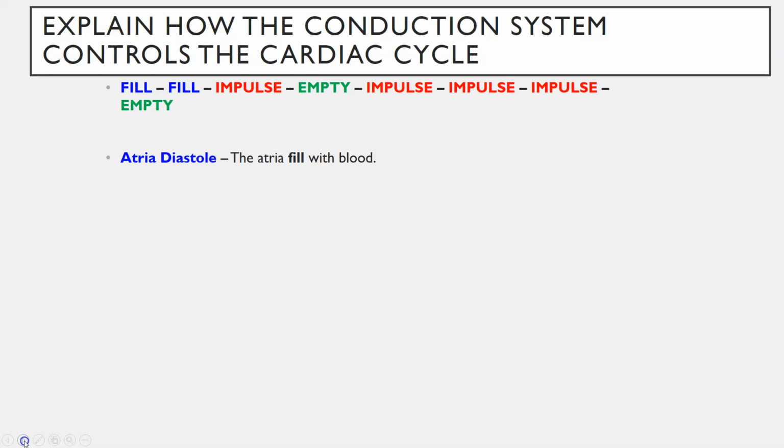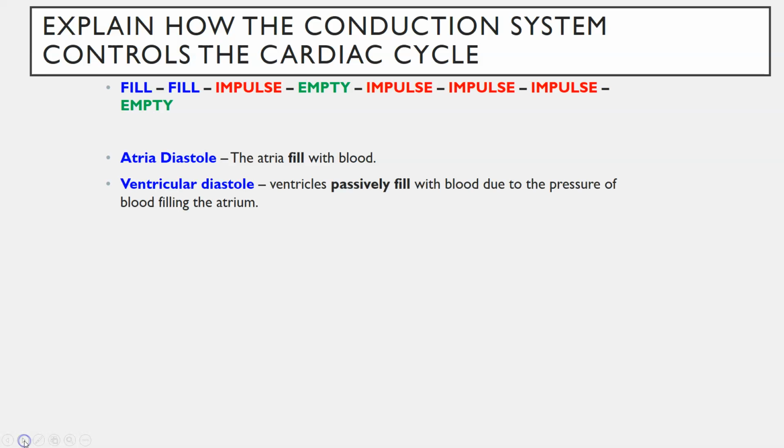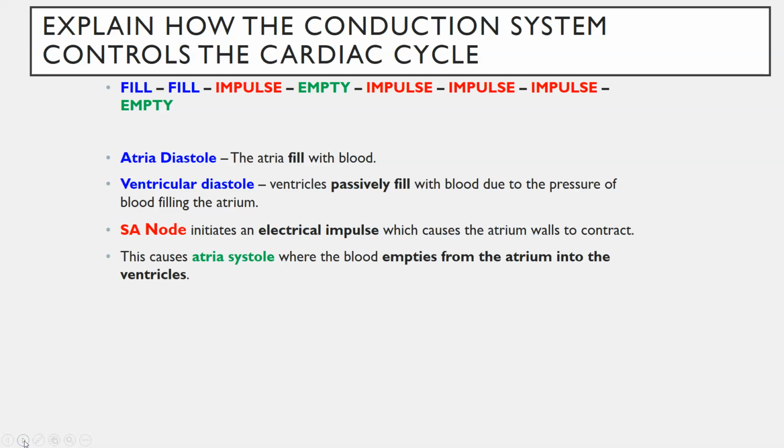So fill, we have atrial diastole, the atria filled with blood. Then remember, we have ventricular diastole, ventricles passively filled with blood due to the pressure of the blood filling the atrium. Fill, impulse. First impulse is the SA node. SA node initiates an electrical impulse which causes the atrial walls to contract. When they empty, it is known as atrial systole. So this causes atrial systole, where the blood empties from the atrium into the ventricles.